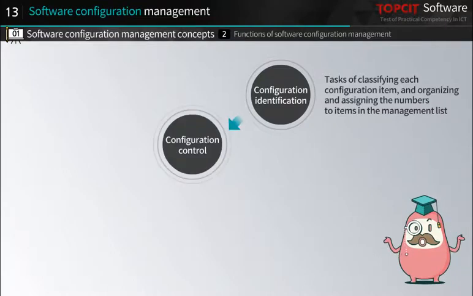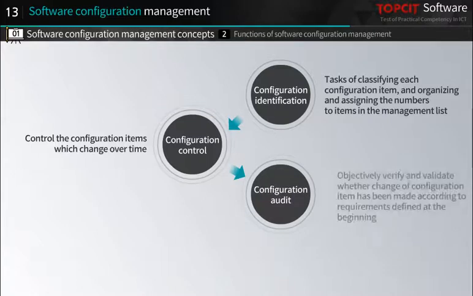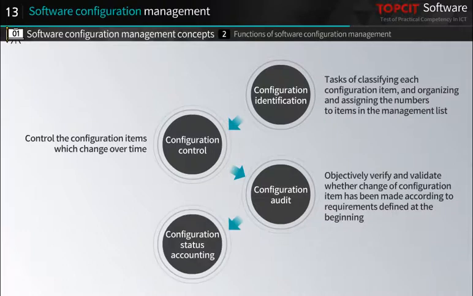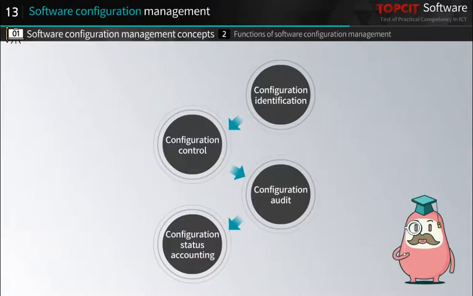Once you have identified configuration items, the next step is to control the configuration items which change over time. Then, a configuration audit is carried out through objectively verifying and validating whether the change of the configuration item has been made according to the requirements defined at the beginning. There should also be a configuration status accounting process to record and report document changes or status changes of each configuration item. Software configuration management is an important factor for quality assurance, and let's talk about the functions more specifically.